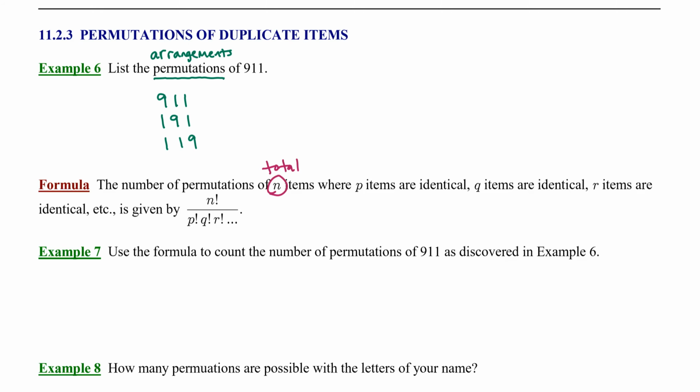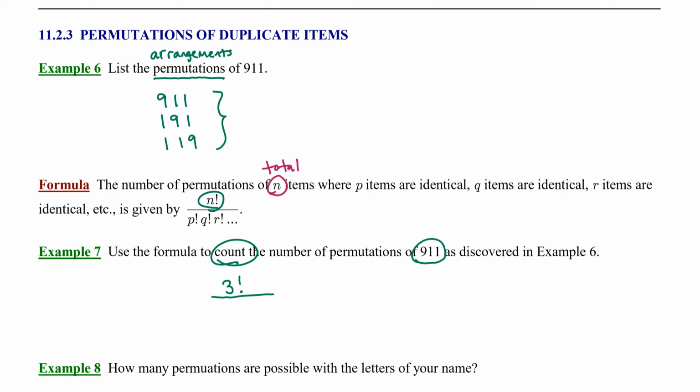Use the formula to count, not list, but count the number of permutations of 911 as discovered in example 6. Now we know it should come out to be 3, right? Because we had 3 different permutations that we discovered. So to use this formula, we're going to observe, first of all, we have a total of 3 spots. So the top number is the factorial of the total number of items that you have.